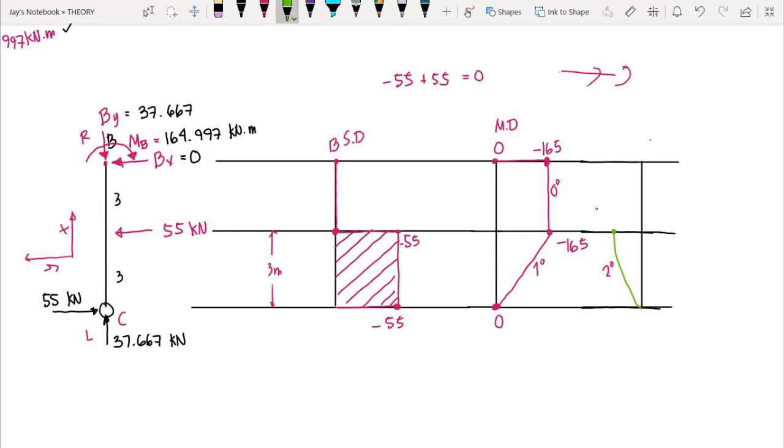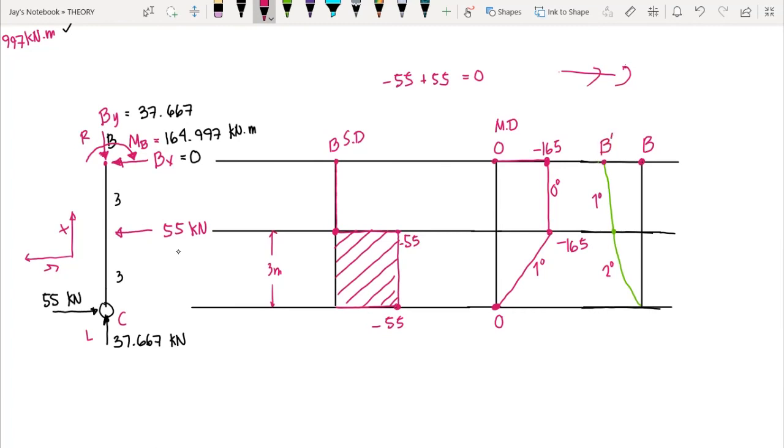Okay, and we have this one. Okay, so this one is a first degree deflection diagram. Now, as what you can notice here, this should be the original point B, but because of the horizontal load 55 kilonewton, there would be a movement of B, so this serves as our new B. Let's say it's our B prime.